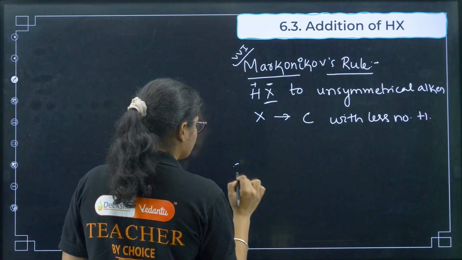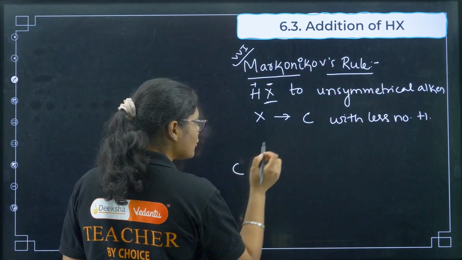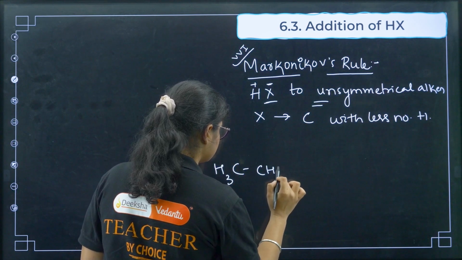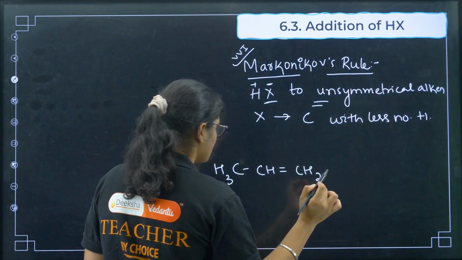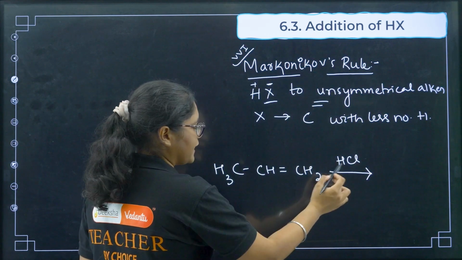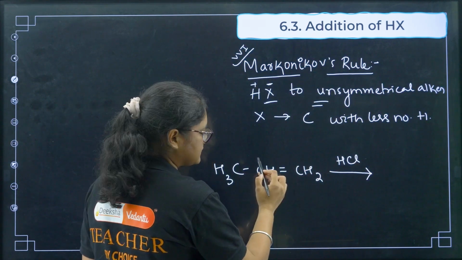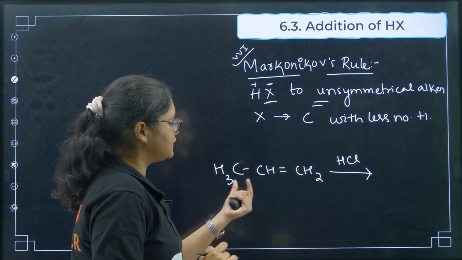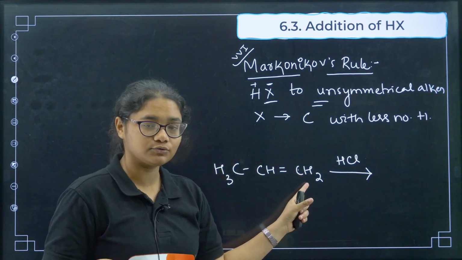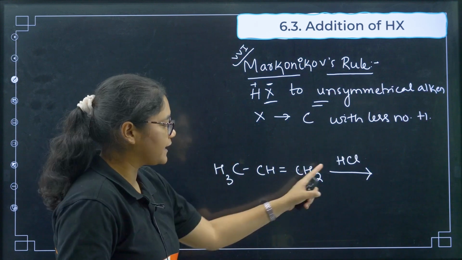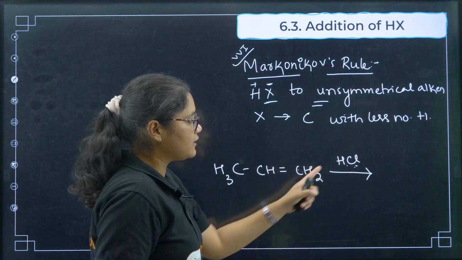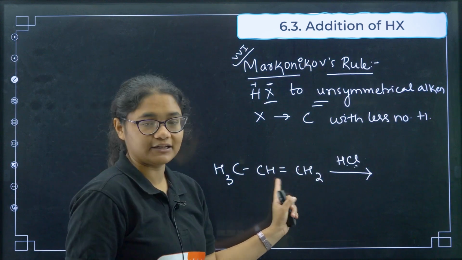Now see, for example, you have propene, an asymmetrical alkene. So I've taken CH3, CH, double bond CH2. Now suppose you added HCl. Now H will add to this double bond carbon, like this one and this one. Now you see in this particular carbon there is only 1 hydrogen and this particular carbon has 2 hydrogens, right? X represents the halogen, so this is the negative part. The negative part will attach to the carbon having less number of hydrogens.